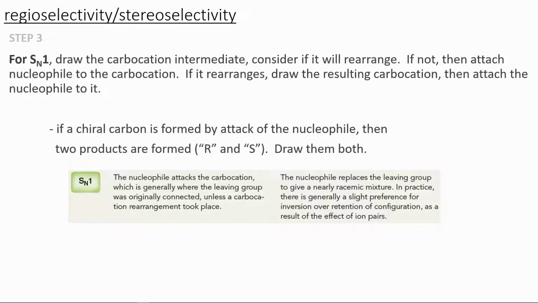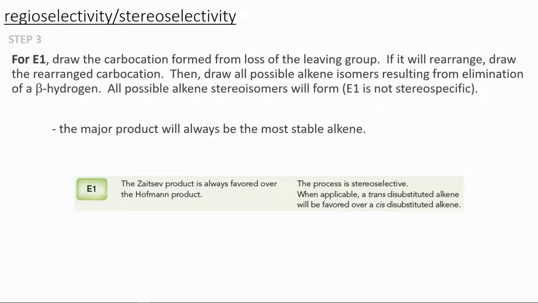For an SN1 or E1 reaction, we're going to want to start by drawing the carbocation intermediate and then identifying if it can rearrange. If not, then we'll attach the nucleophile to the carbocation and obtain a mixture of both the R and S product. And finally, for an E1 reaction, we'll also draw the carbocation that's formed, identify if it can rearrange, and then draw all the possible alkene isomers that would result from elimination of beta hydrogens. All possible alkene stereoisomers will form, but the major product will always be the most stable alkene.